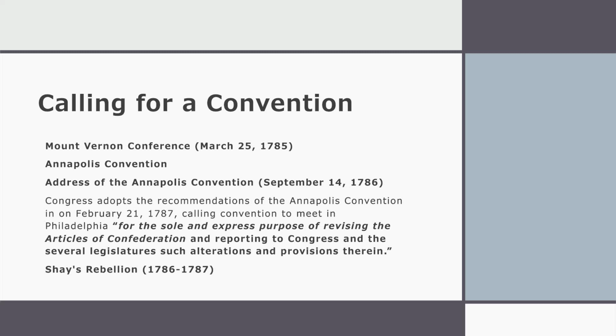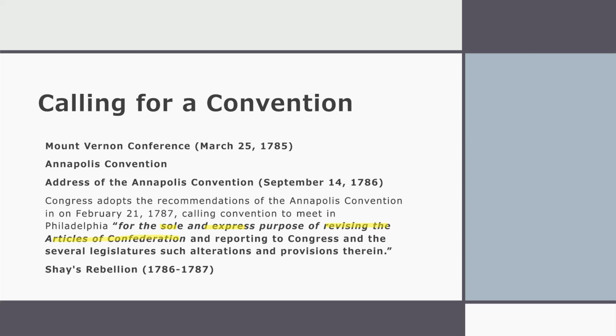Congress later adopted the recommendations of the Annapolis Convention on February 21st, and they called a convention to meet in Philadelphia for, quote, "the sole and express purpose of revising the Articles of Confederation and reporting to Congress and the several legislatures such alterations and provisions therein." There's key language here: for the sole express purpose of revising the Articles.